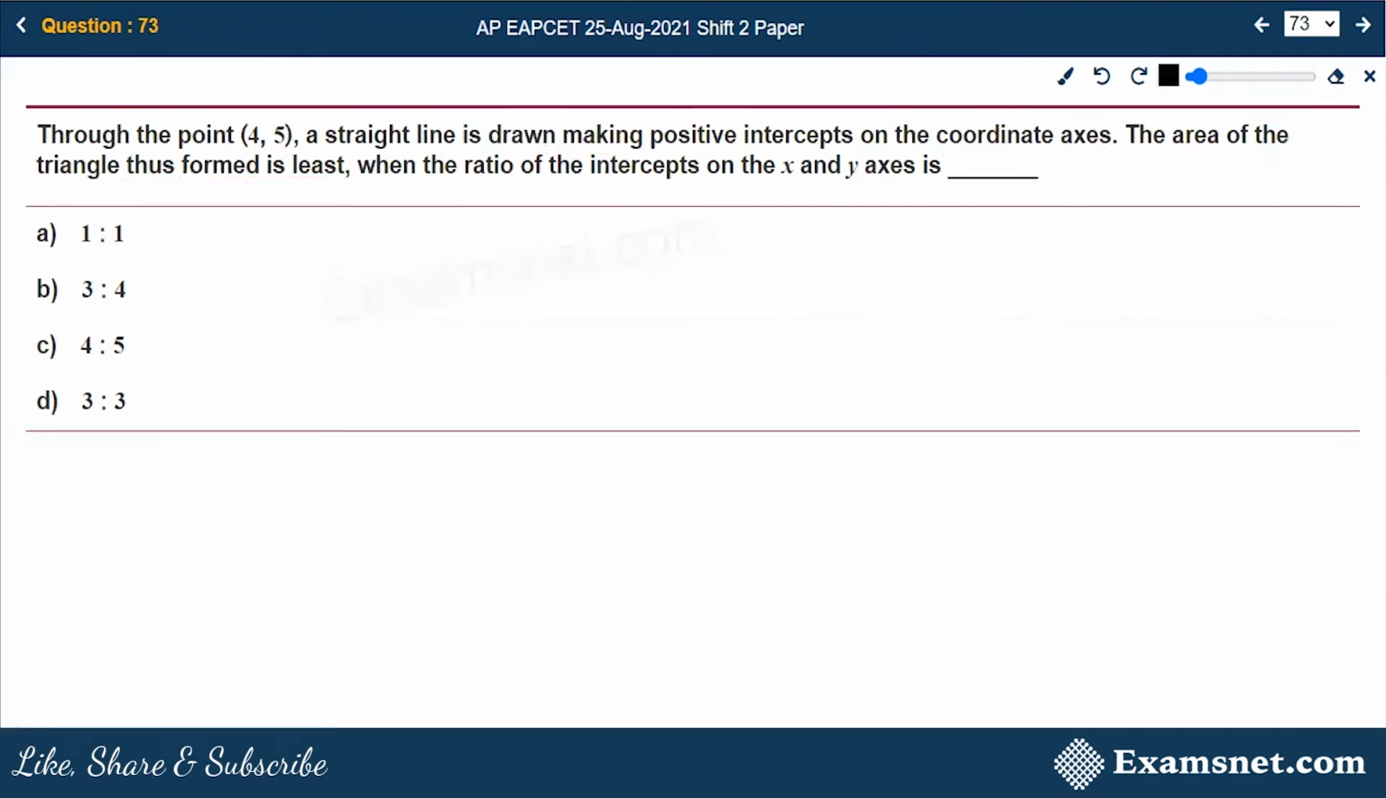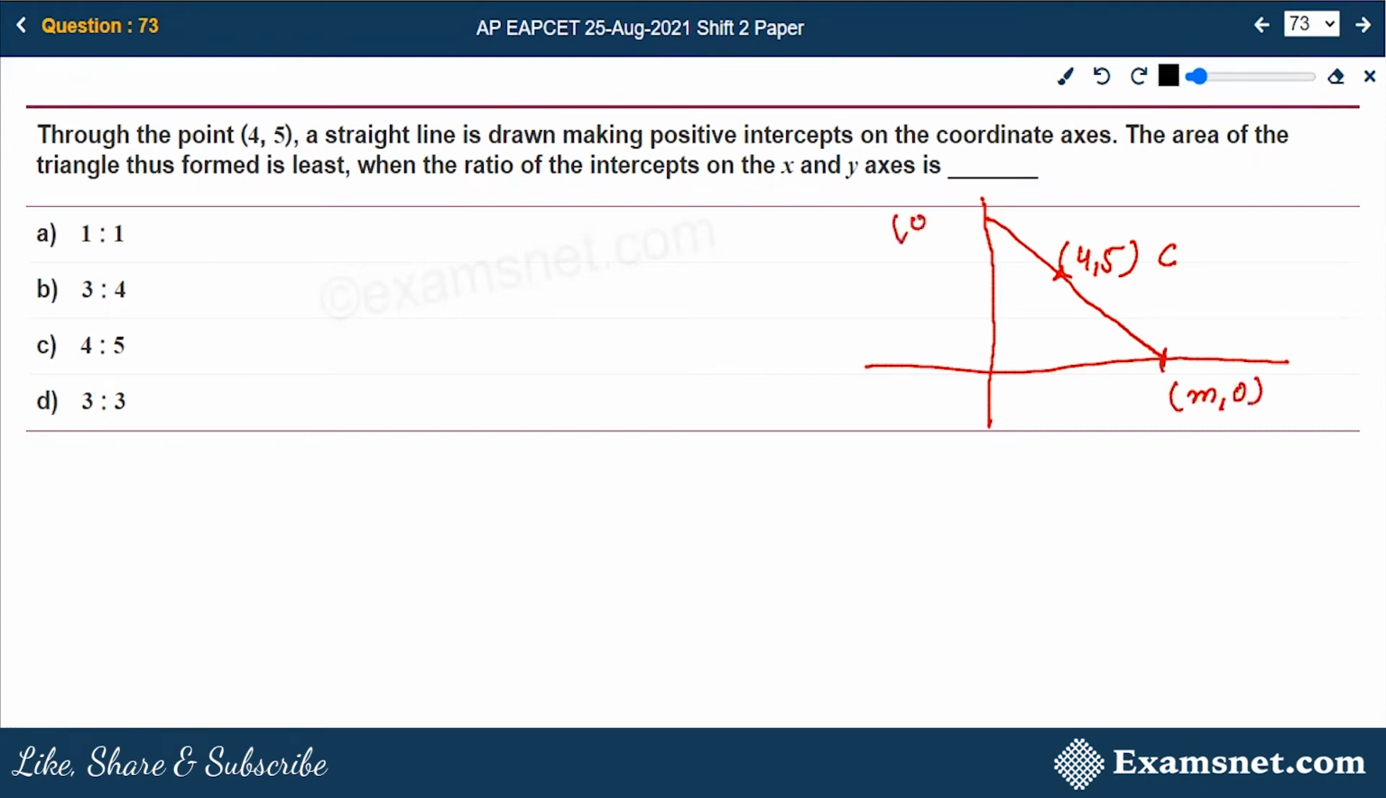For this question, let's make a diagram first. So these are the two coordinate axes. There's a straight line over here which is resting on the coordinate axes like this. There's a point 4, 5 on this line, which I'm naming C. It cuts the x-axis at a point, I'll call it M, and the y-axis at N. So this distance is N and this one is M. I'm naming this as A, this as B, and this as O.